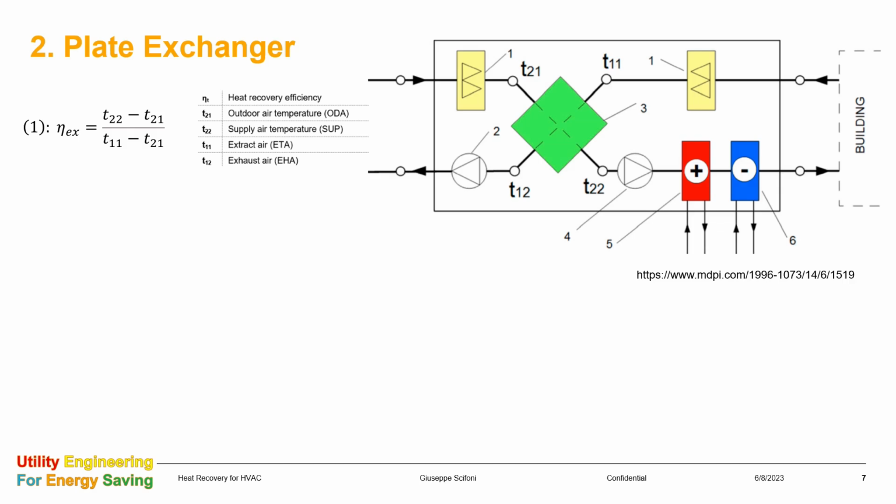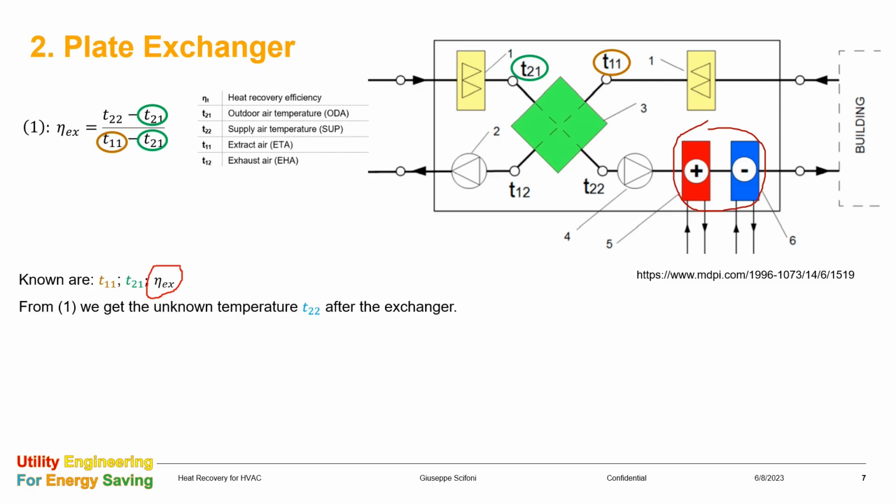The problem we need to solve is what is the temperature of supply air after the exchanger? With this info, we can estimate the heat demand of the coil. Known is the temperature of extract air T11, the temperature of the outdoor air T21, and the efficiency of the plate exchanger eta X. The efficiency is displayed as per Formula 1 above.